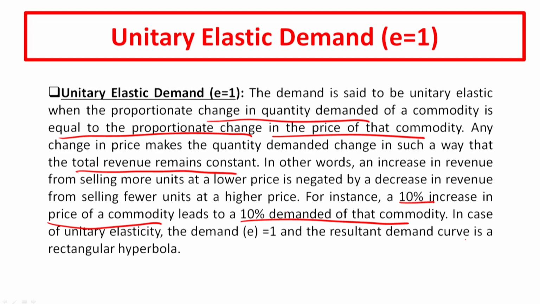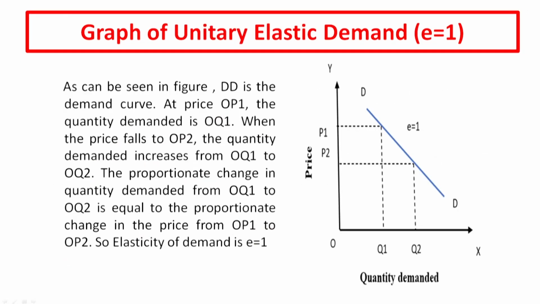For example, a 10% increase in the price of the commodity leads to a 10% decrease in the quantity demanded of that commodity. In case of unitary elasticity, the demand elasticity is 1 and the resultant curve is a rectangular hyperbola. This is important and has to be remembered. The demand curve is rectangular hyperbola in nature.